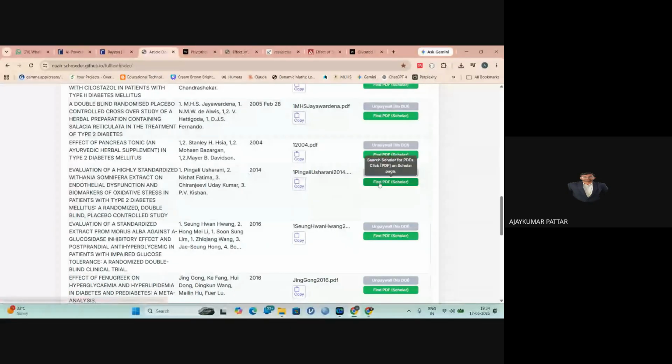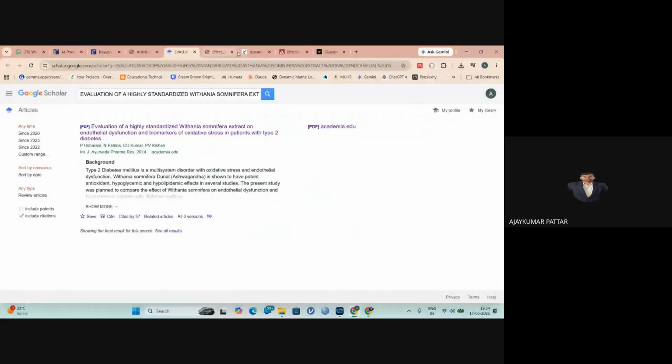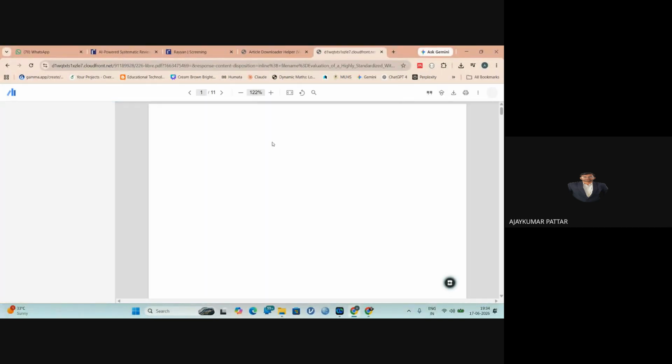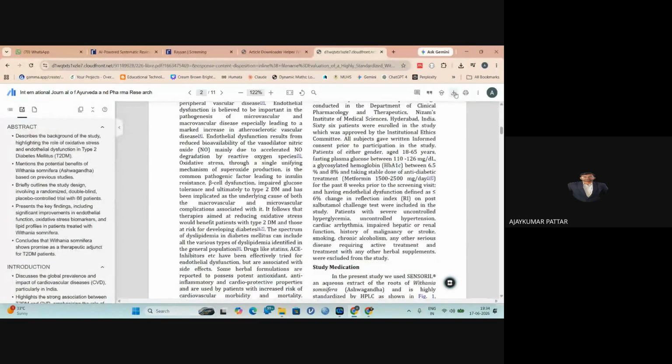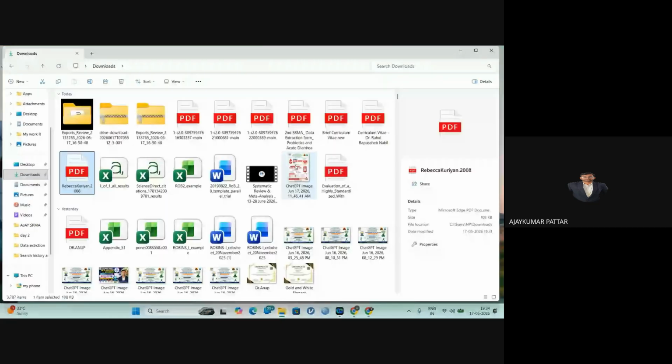I will find this particular paper for demo purpose. If I find two papers also, it is okay. Then I will click here. So this particular paper I will download. So I have downloaded it. Then what I will do.